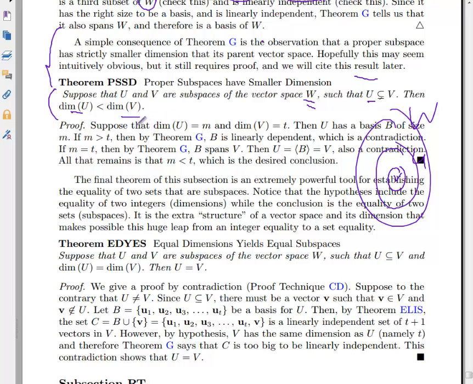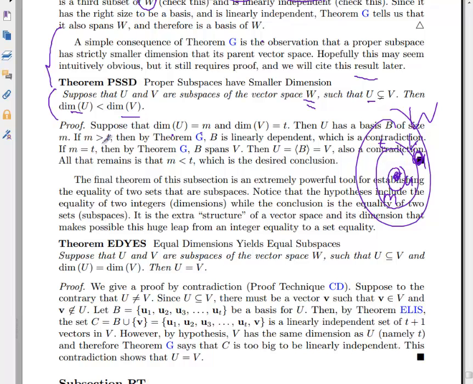Suppose that the dimension of U is M and the dimension of V is T. Oh, I'm sorry, I did this wrong. This should be V on the outside and U on the inside. Sorry about that. V is on the outside, U is on the inside because U is smaller than V. So we suppose U has dimension M and V has dimension T.